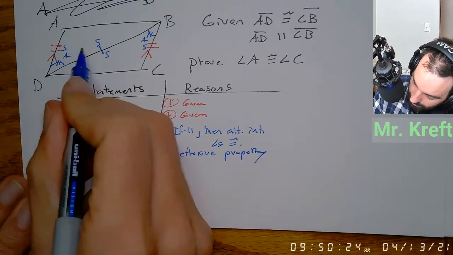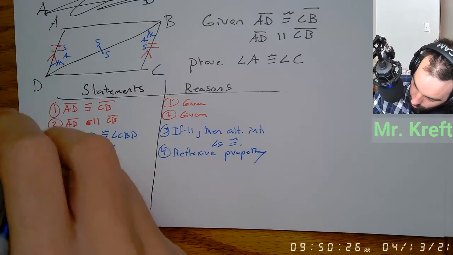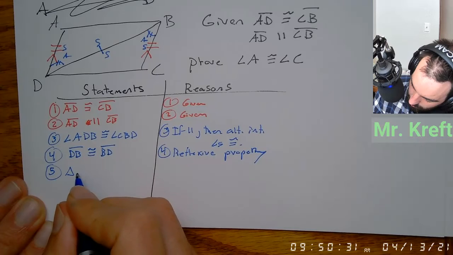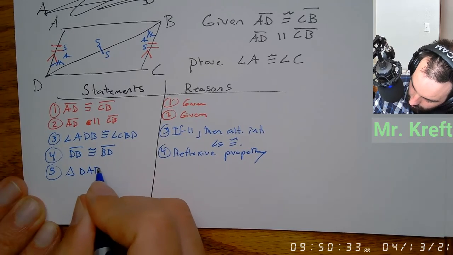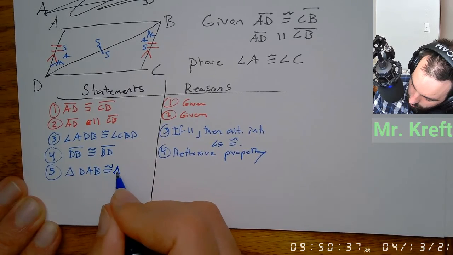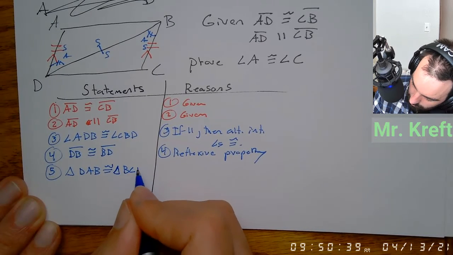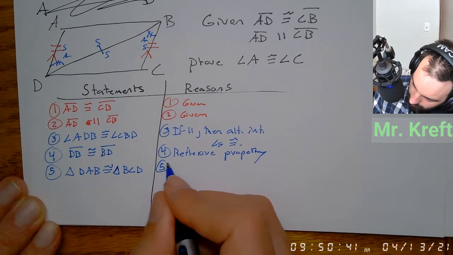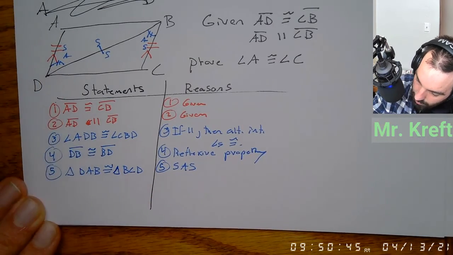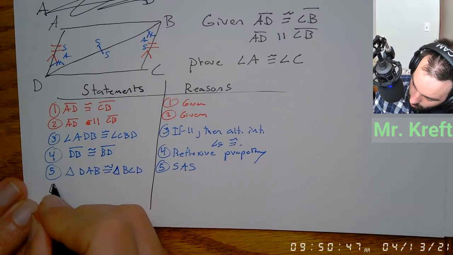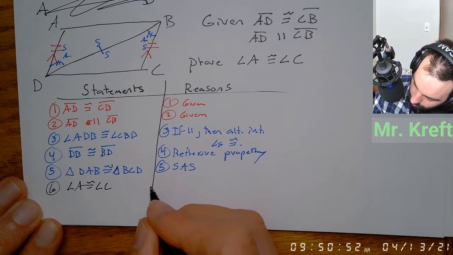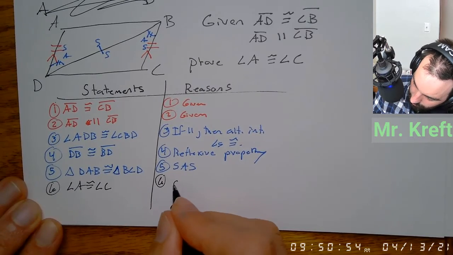So then what do I have here? I have SAS. So I can say, hey, both of these triangles. So triangle, let's say I go DAB, because then I can get a dab joke in there. And then triangle BCD. And my reason is SAS. And then the last thing I'm going to say, hey, if the triangles are congruent, then the angles are congruent. So this would be CPCTC.